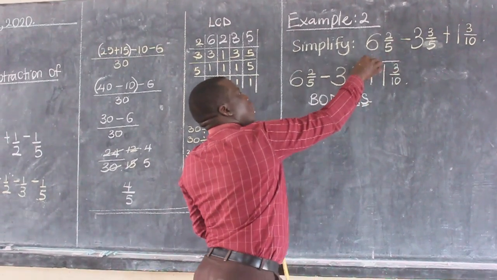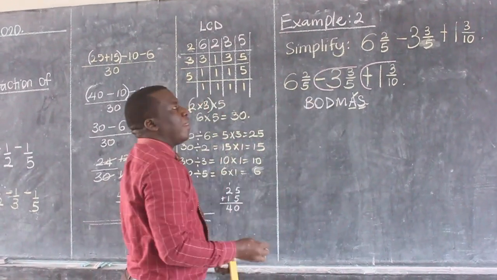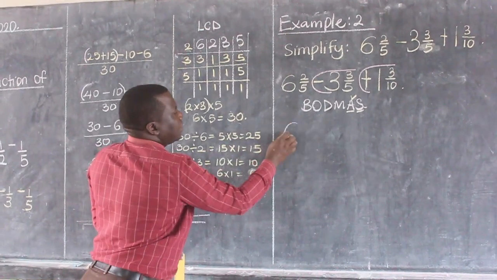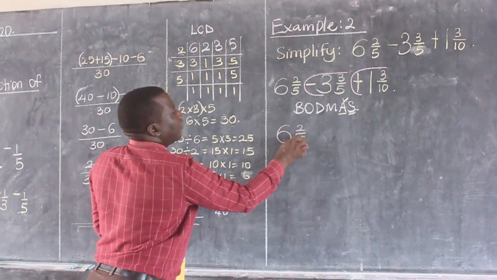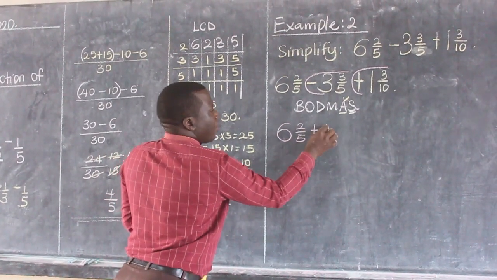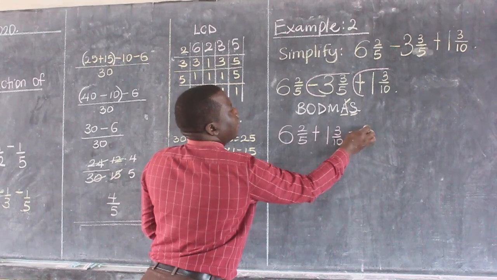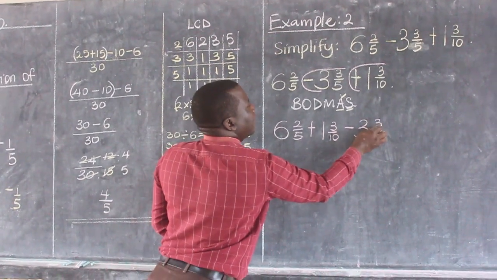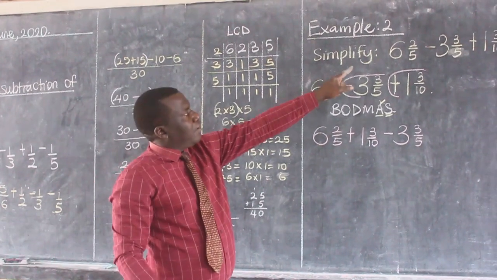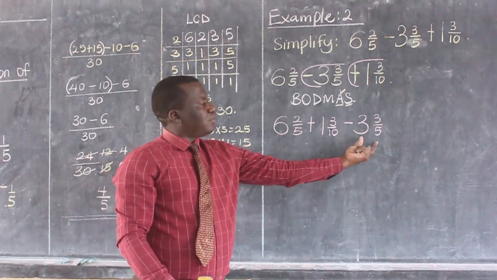This one will go along with that. This fraction goes along with this sign. And now this, we shall take the positive fraction first, 6 whole numbers, 2/5, then plus 1 whole number, 3/10, then subtraction comes last, 3 whole numbers, 3/5. Okay? So you have arranged the fractions according to BODMAS. So you will first add, then you subtract.